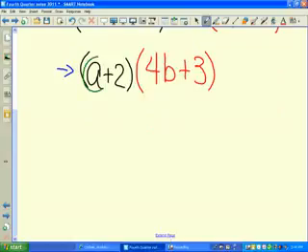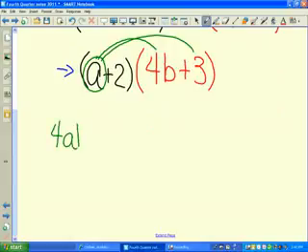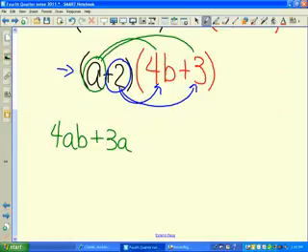So since a lot of you guys like the FOIL method, we're going to take our a and we're going to distribute to everything inside that parenthesis. So a times 4b will give me 4ab. And then a times plus 3 will give me plus 3a. The next one is this positive 2. And 2 times 4b will give me plus 8b. And 2 times 3 will give me plus 6.